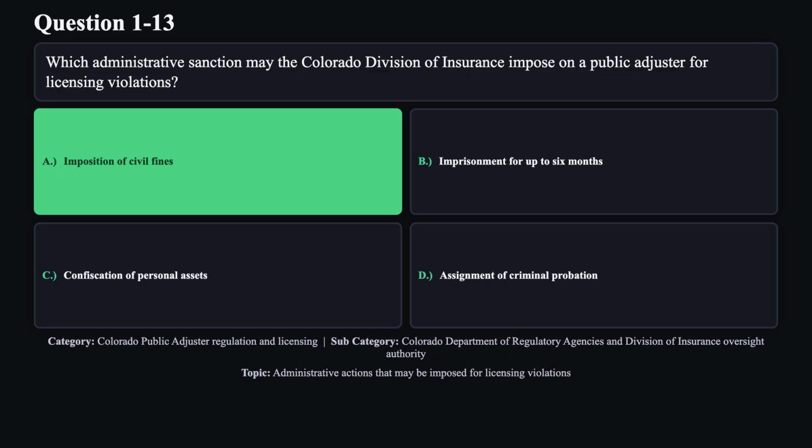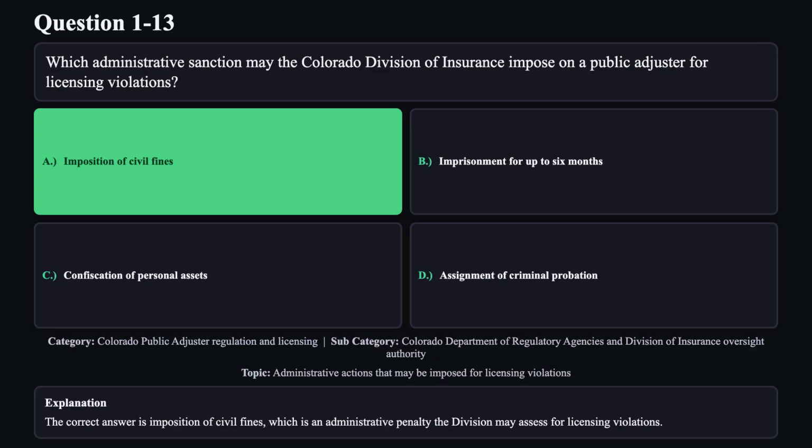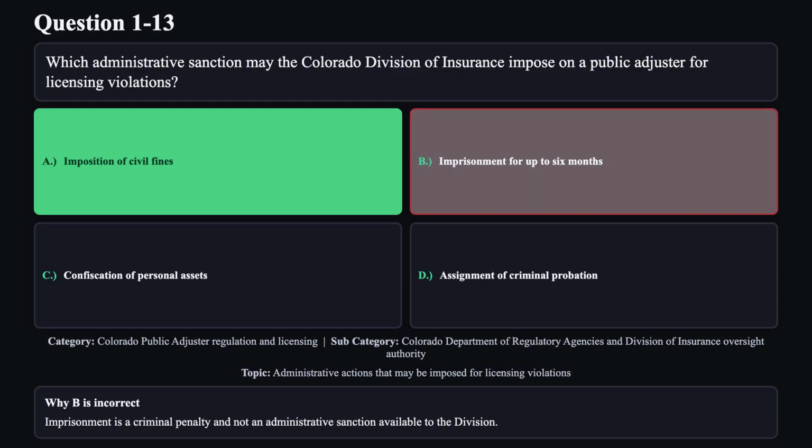The correct answer is A. The correct answer is imposition of civil fines, which is an administrative penalty the division may assess for licensing violations. Reason B is not correct. Imprisonment is a criminal penalty and not an administrative sanction available to the division.